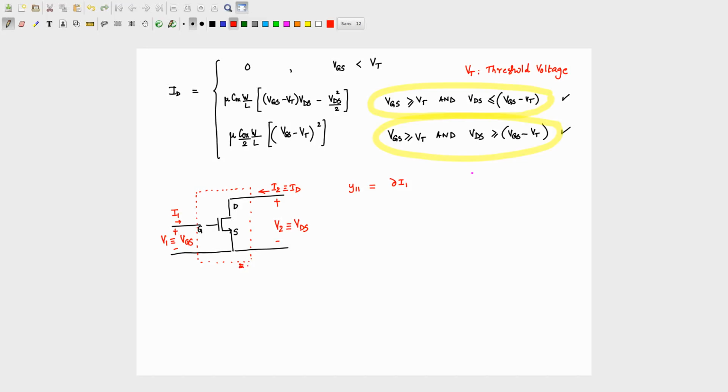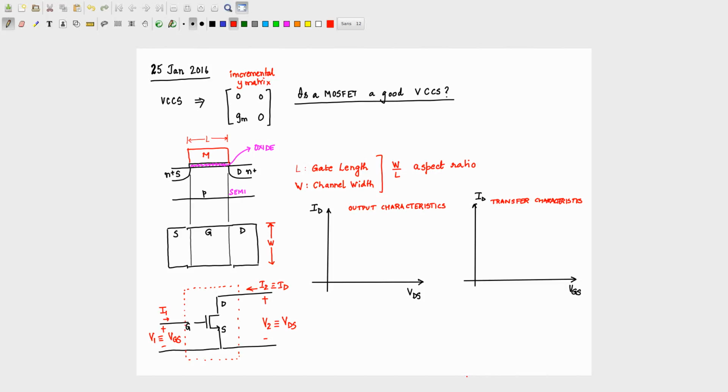So y11 is nothing but ∂Id divided by, am I right? No, I'm wrong. So nobody caught me there, right? It's ∂I1. I1 is essentially my G, or the gate current, right? So this is the gate current, so this is Ig divided by ∂V1, and V1 is VGS.